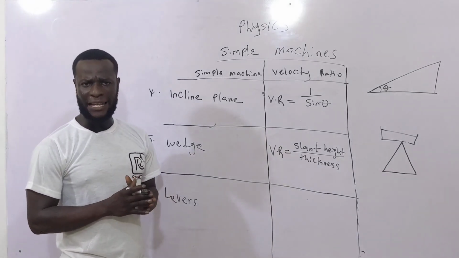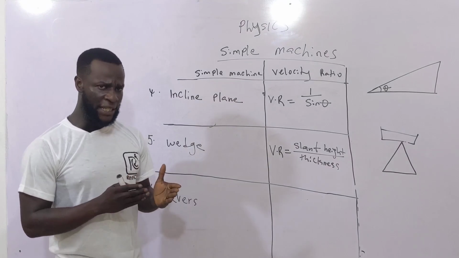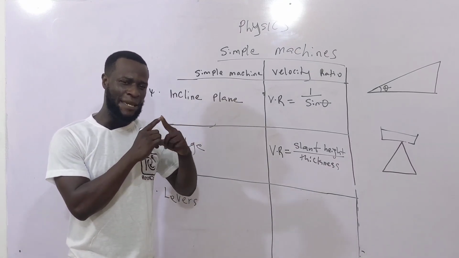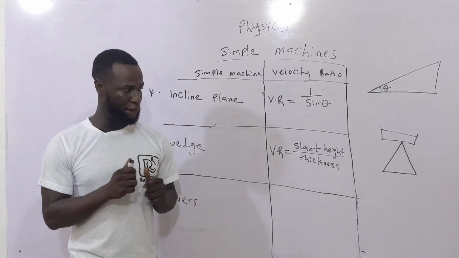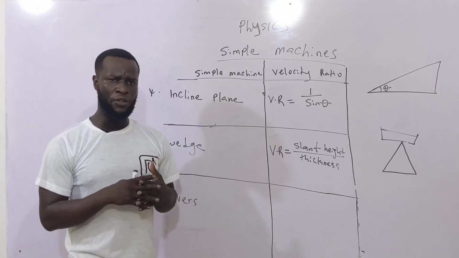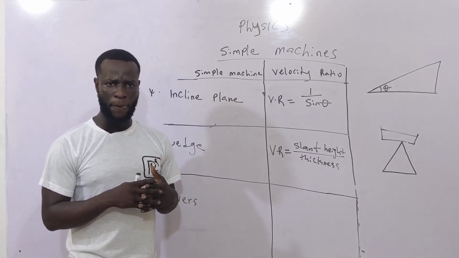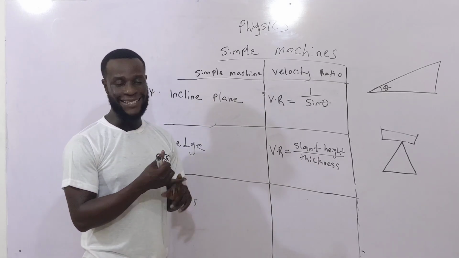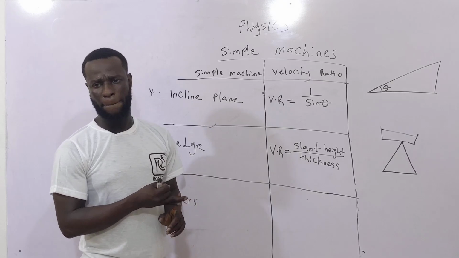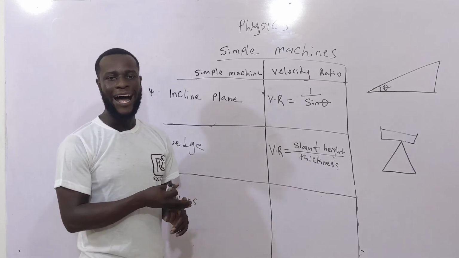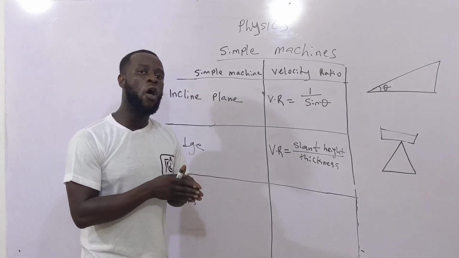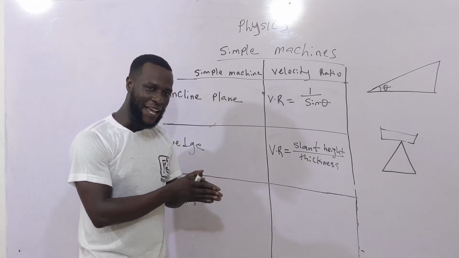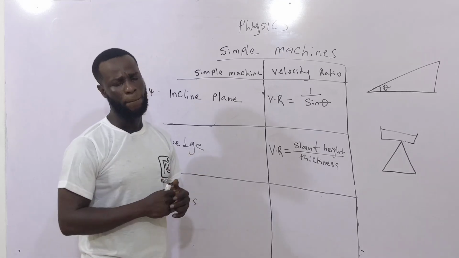For a first order lever, the fulcrum is in between the load and the effort. Examples of a first order lever or first class lever would include the scissors, the plier, even the turning bar, and a claw hammer. All of these are examples of the first order lever.